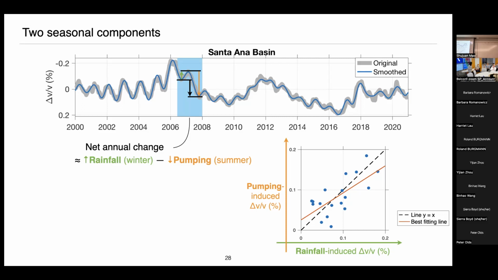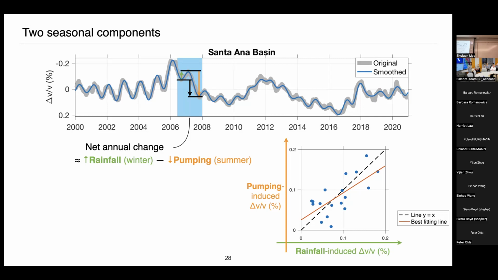So how do you know it's pumping-induced change in delta V over V, and how do you know it's rainfall-induced? Yes, because rainfall in the LA area mainly occurs in winters. So we take the difference between the peak value and the valley value here as the rainfall-induced delta V over V, and the pumping mostly occurs in the dry summer, so that's taken as the pumping. So you're assuming that the decrease in the summer is all due to pumping and the increase in the winter is all due to rainfall. Yes, exactly, a very simplified assumption. Got it.